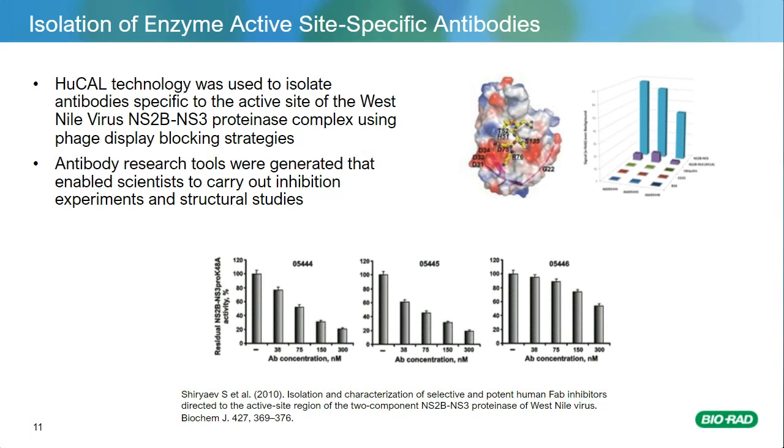So if you contrast this to maybe if you tried this in a mouse hybridoma model, in reality you'd have probably immunized the mouse with the wild-type protease, and then you'd have had to screen through a very large number of clones hoping to find one that was active site specific. Whereas our approach was to actually stringently block everything away apart from those antibodies that recognize the active site.